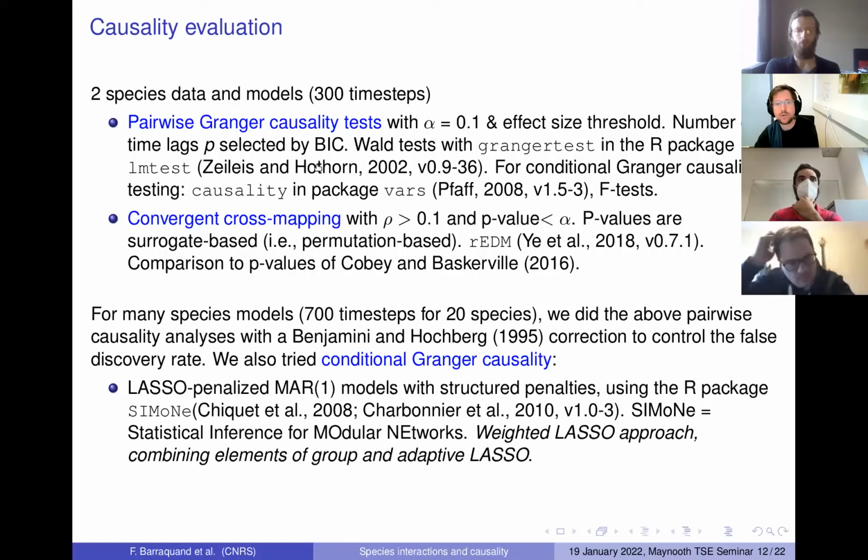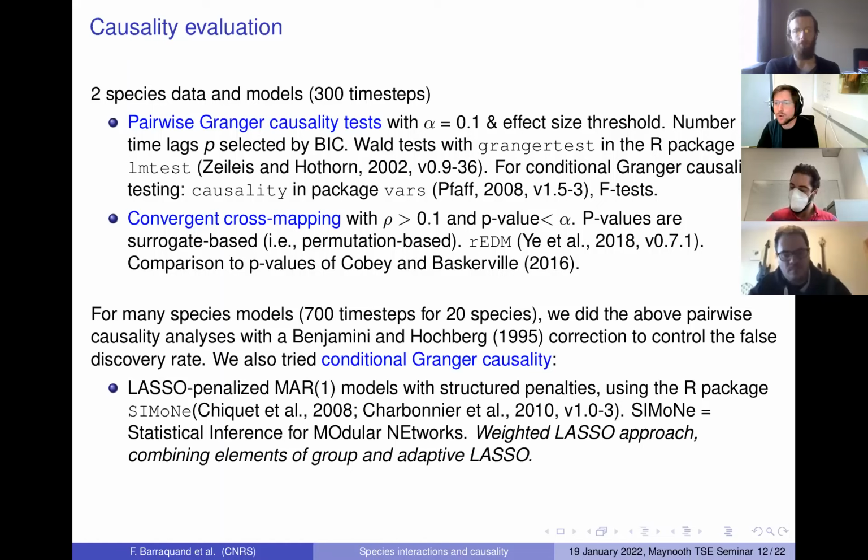Then we selected the number of time lags with BIC, which is classical. We did Wald tests using the Granger test function within the lmtest package. And then for conditional Granger causality, we used the causality function in the vars package, if you're interested in doing this. For convergent cross-mapping, we also had to use an effect size threshold of 10% on this rho coefficient, which is the effect size, and we used the same level of 10% for the tests.